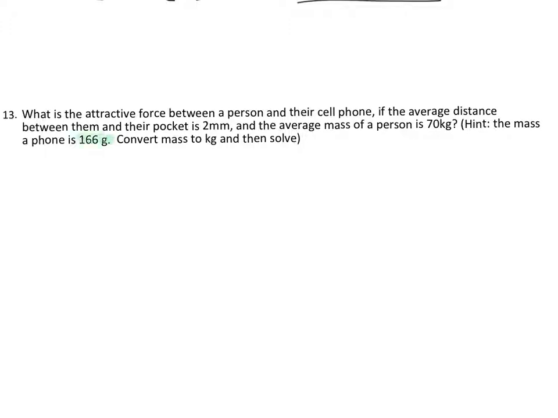So the phone has a mass of 166. Now, I know that there are 1,000 grams in 1 kilogram. So if I'm converting from grams to kilograms, I need to divide 166 by 1,000 to get my mass in kilograms. So 166 divided by 1,000 gives you 0.166 kilograms. This is one of your masses. Okay? The mass of the person is 70 kilograms. So this is your second M.